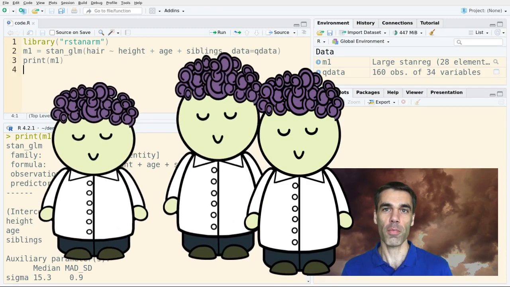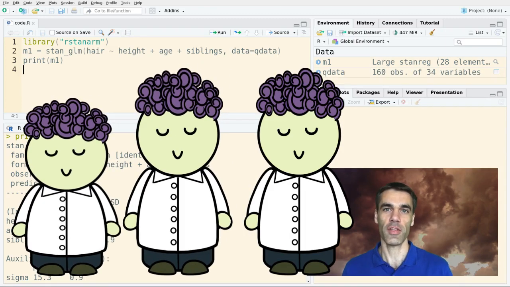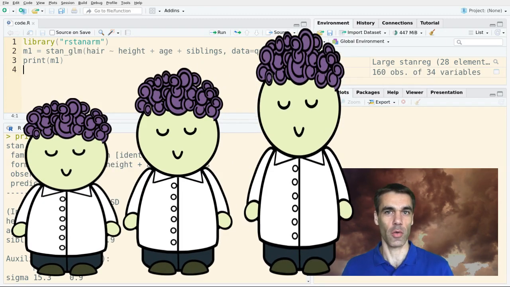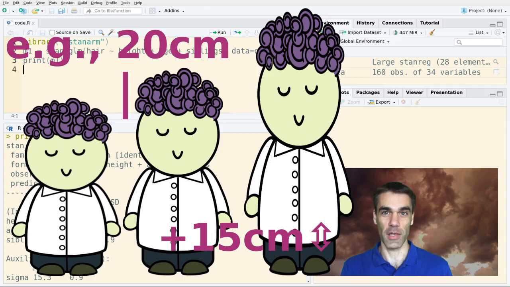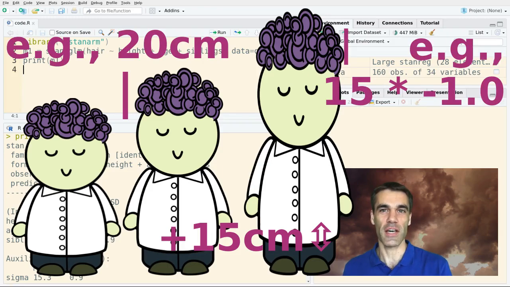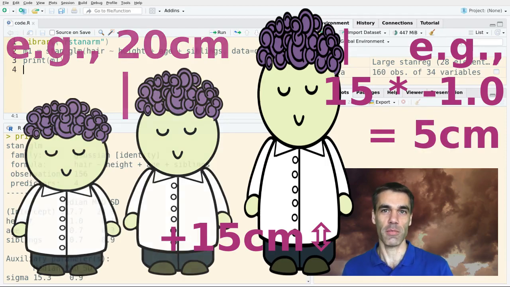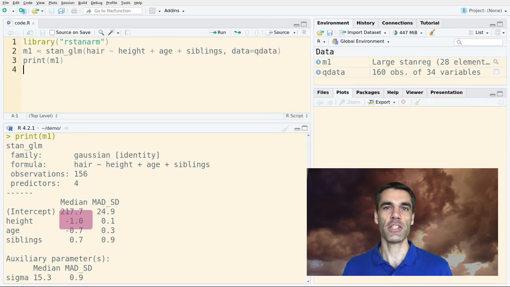Let's create a third person, all other things the same again, but 15 centimeters taller. Remember, when in the world of the model, we can do these things. If the hair of the first person is 20 centimeters, that third person is predicted to have 15 times 1.0 centimeters shorter hair, so 5 centimeters. So even though the coefficient may look small, it can describe a substantively large difference.